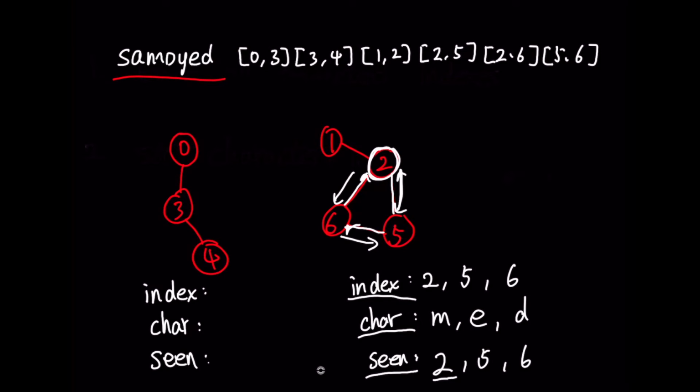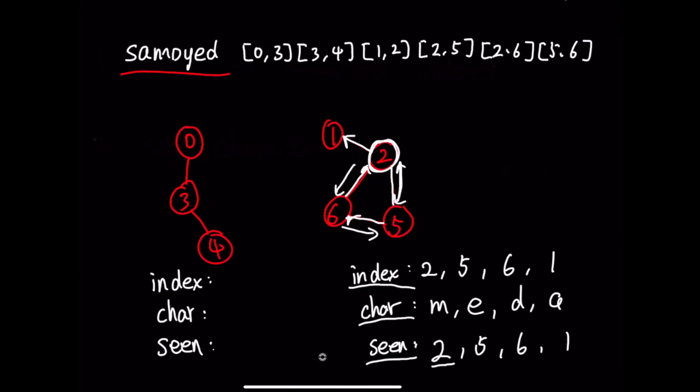Then go back to the last level, 2, and 2 has another path that goes to 1. So last we have 1 here. 1 doesn't have any path left, so we stop here. So we have A here and 1 here. Now we have the characters in the same group and the indexes in the same group. We can simply sort the characters and put the characters back to the indexes from left to right.